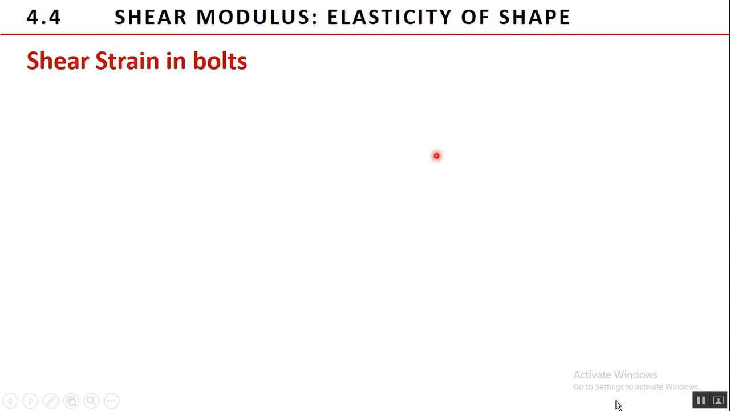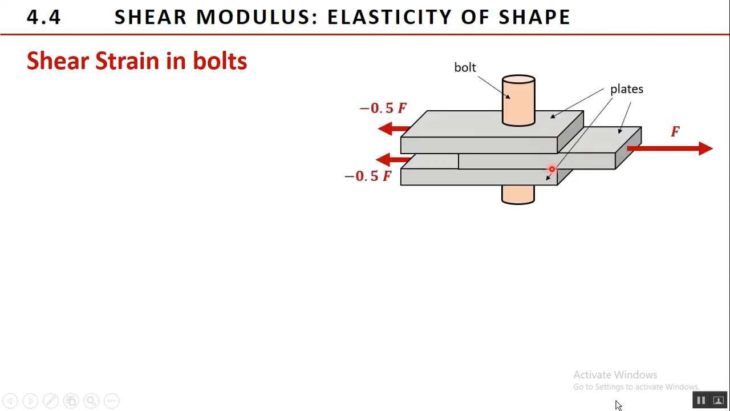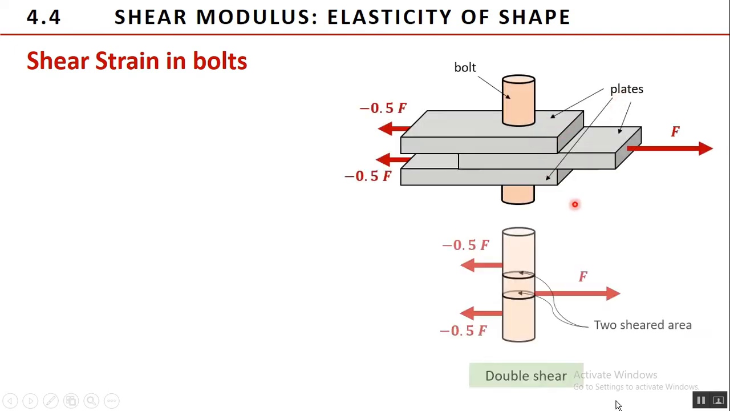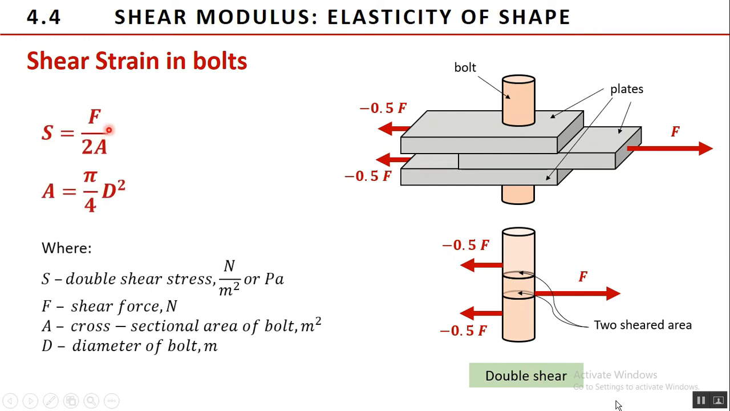Double shear may also occur in bolts, if three metal plates are joined. In this case, two cross-sectional areas will be sheared, hence the total affected area is twice the cross-sectional area of the bolt. Therefore, the double shear in bolts is expressed as the force applied in the plate, divided by the total shear area, 2A.